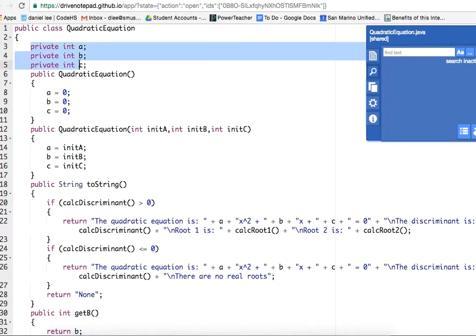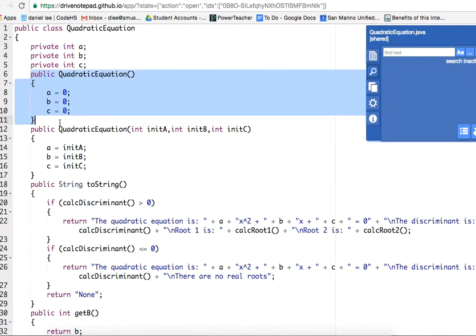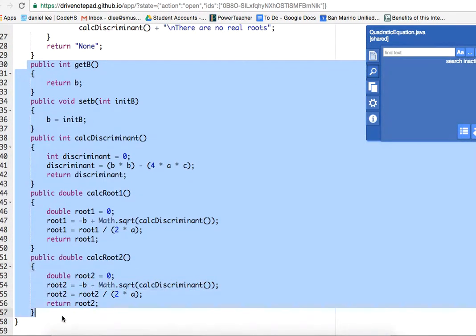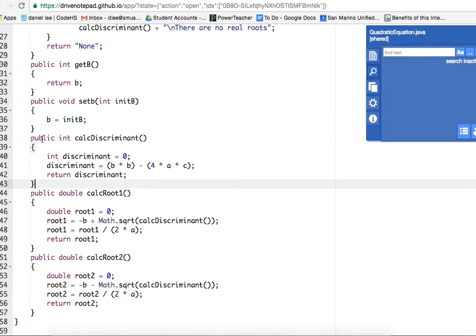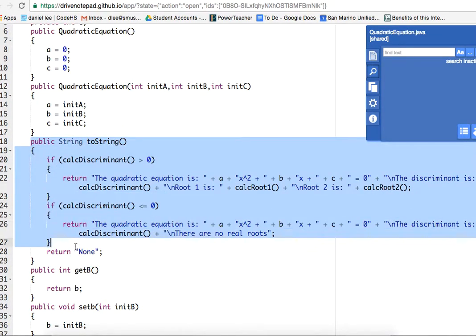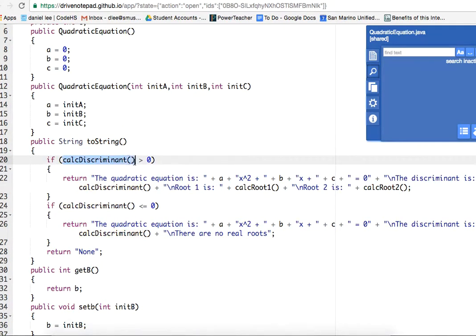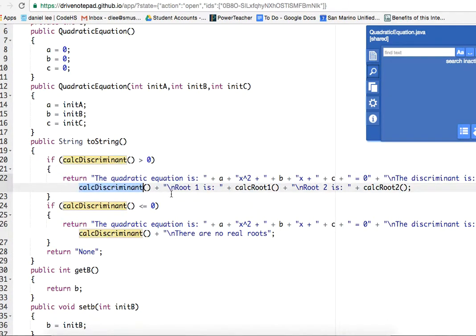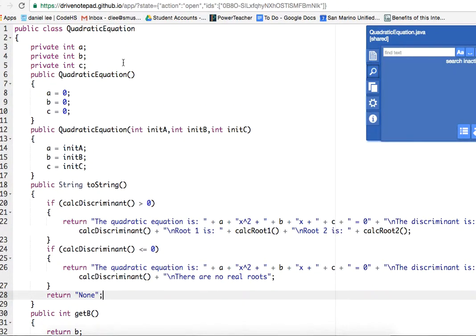We have our instance variables, there are 3 of them, as defined. We have our zero argument constructor. We have our argument constructor. We have our getters and setters. We have our brain methods here. And we have our toString, which uses the results of the brain methods to make the decision on what to output, and also to output the values that were described in the problem description. So this one is perfect, right?